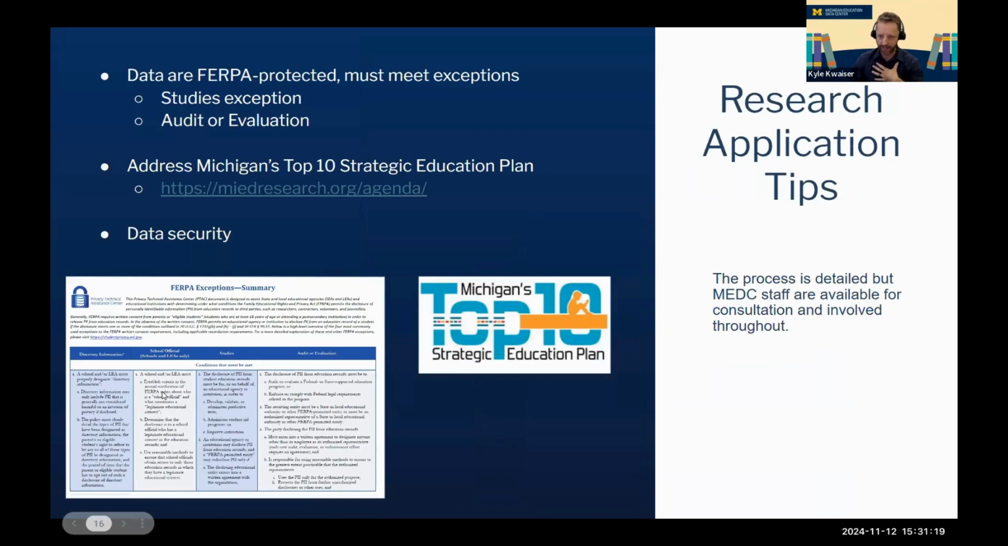I am not actually the person to give you all the tips on how to do a good research application, but I have a couple. Our colleague Jasmina is the one that really helps guide folks through that. My suggestions: keep in mind these data are FERPA protected. In order for the data to be released to you, you've got to meet one of two exceptions, and you're going to want to look into that. The little box on the lower left gets into some of the FERPA exceptions. We can help you with that, but you're either going to be using a studies exception where, say, you are improving instruction, or you're doing an audit or evaluation of a program.